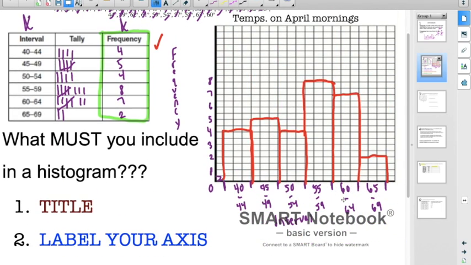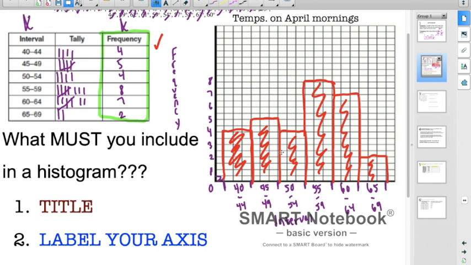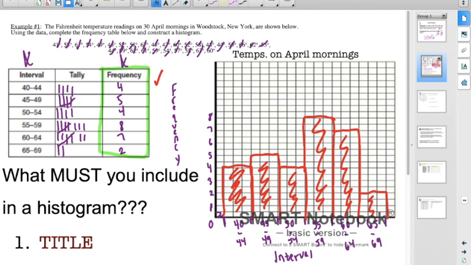If you want to shade it in, you can. Okay, it's not a huge thing, but make it look a little bit better. And that is your histogram, guys. Okay, so get down anything you might not have gotten, and let's look at another example.